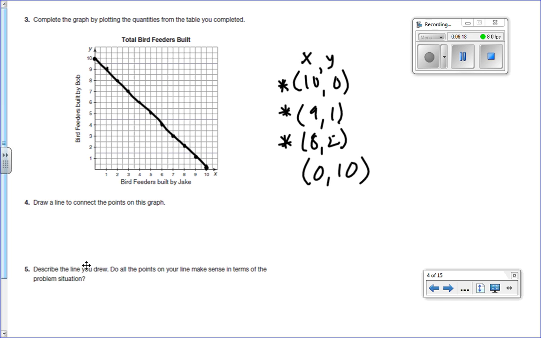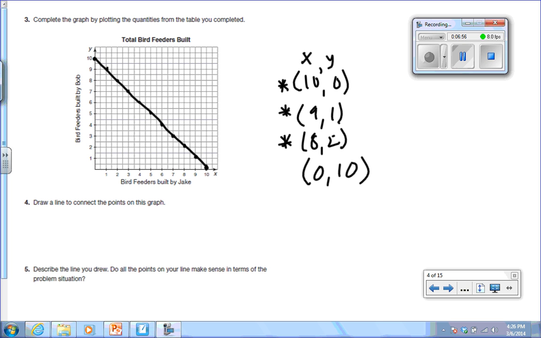The next part, describe the line you drew. Do all points on the line make sense in terms of the problem situation? So if you remember back a couple lessons ago, we talked about whether it makes sense to connect the points on the line or not. So if you look at what's on our X here, we have bird feeders, the number of bird feeders. On the Y is the same thing, Bob's number of bird feeders. So would it make sense to connect these points on the graph? I'm going to let you think about it for a second.